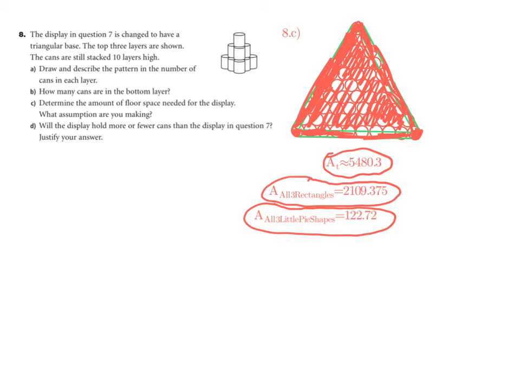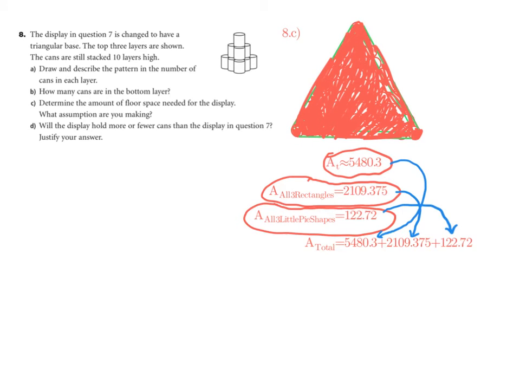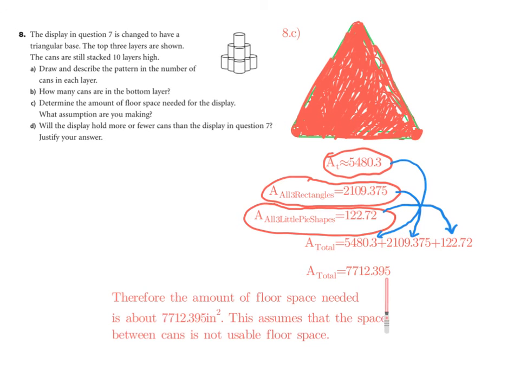All of those are 1/3 of a circle, right? We knew that these were 60 degrees because each one of these angles is 60 degrees because the triangle is an equilateral triangle. And the 3 of those together gives us the full area, which is 5480.3 plus 2109.375 plus 122.72, 7,712.395, and that is in inches squared.